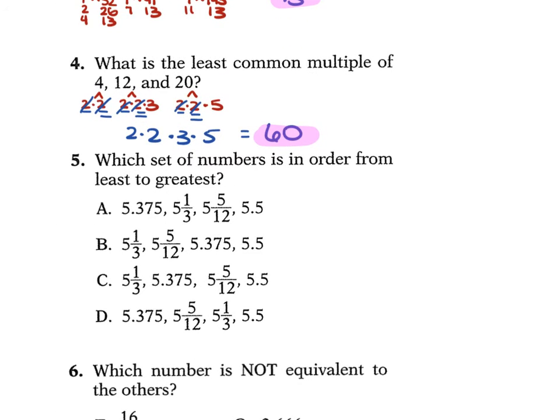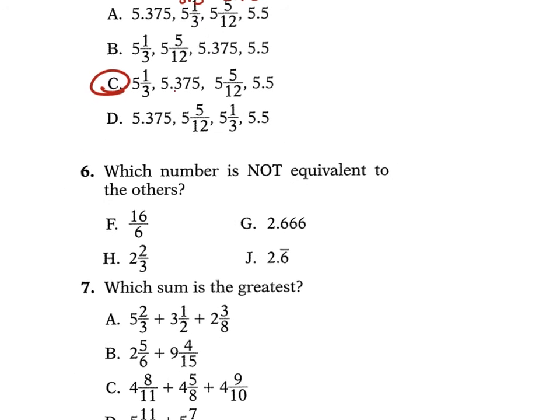For 5, it asks, which set of numbers is in order from least to greatest? So we can actually take these fractions and turn them into decimals if you wanted to. If we did that, the 5 and 1/3 is 5.3 repeating, so that's 0.33333 forever. Then we have 5 and 5/12. So if we did that, it would be 5.416 repeating. All right, so to order these from least to greatest, the least of these is the 5 1/3. Then we would have the 5.357, and then the 5 5/12 and the 5.5. So C would be our answer for that one.